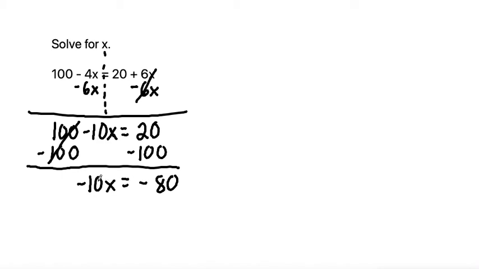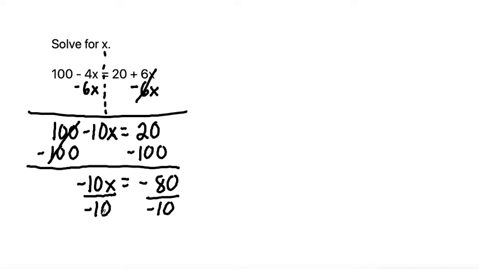Last thing, we've almost solved for x because we have only that term with x on the left-hand side. We just want to make it 1x instead of negative 10x. So to get rid of that coefficient, or the number that's multiplied by x, the opposite of multiplying is dividing. So let's divide both sides by negative 10. And remember, we have to do it to both sides because what we do to one side, we have to balance and do on the other side as well.